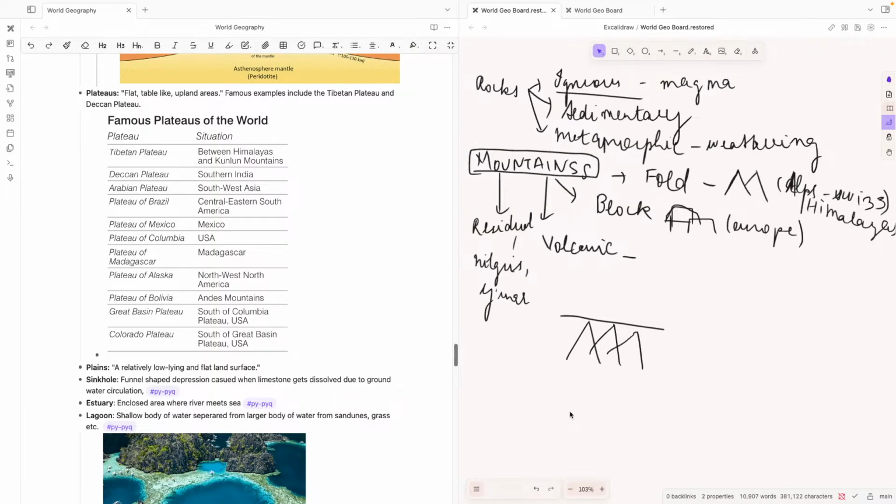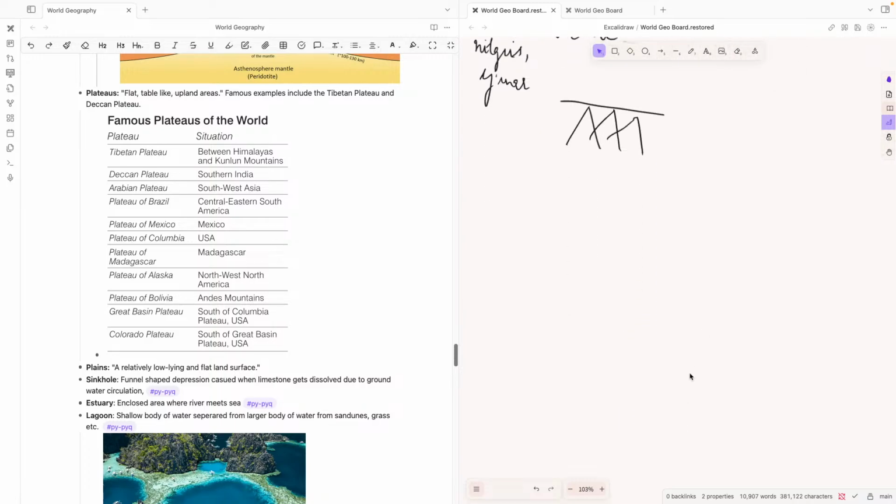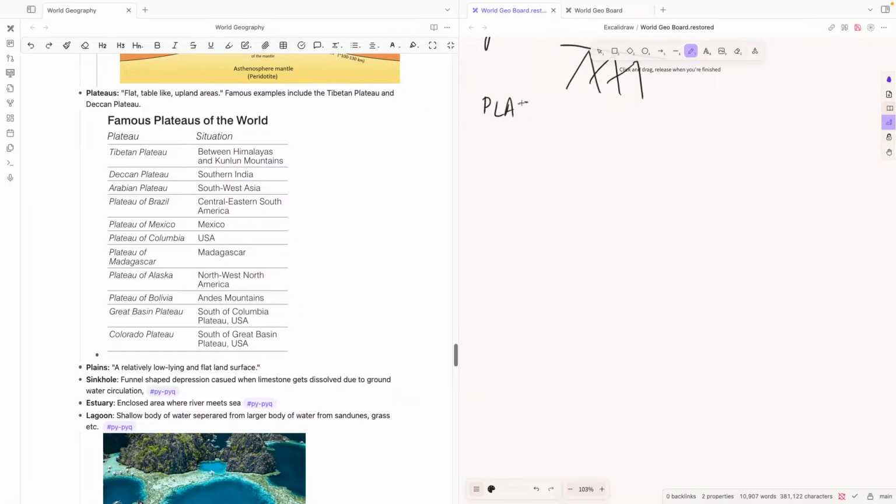Plateaus are nothing but some upfolded regions. Examples of those plateaus are Tibetan Plateau and Deccan Plateau, some upfolded region, right? So Tibetan Plateau is where Tibet is, and Deccan Plateau is in South India, where states like Tamil Nadu and Andhra Pradesh are. Tibetan Plateau is between the Himalayas and the Kunlun Mountains. Deccan Plateau is in southern India. We have Arabian Plateau, Plateau of Brazil, Plateau of Alaska.